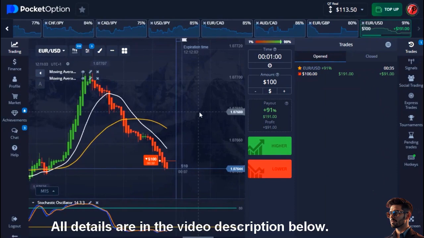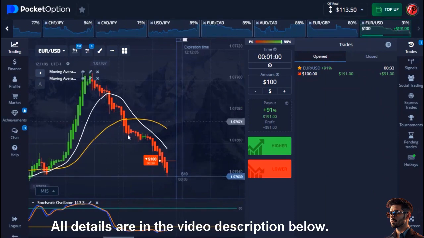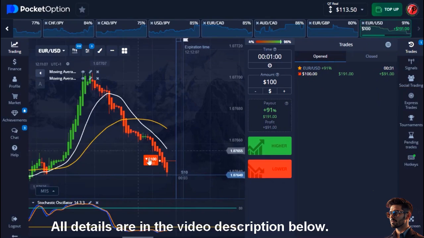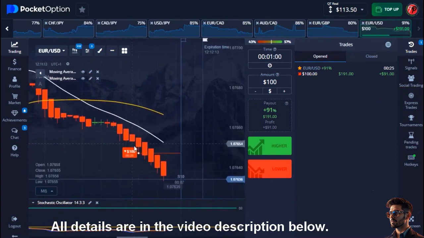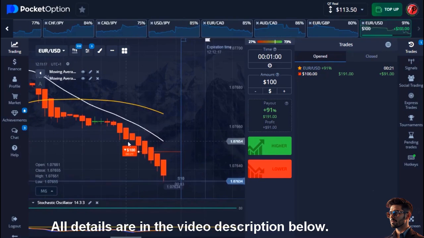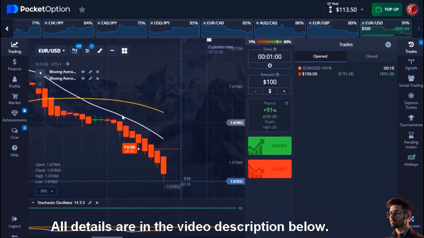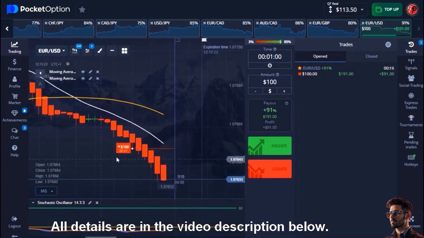So with this strategy, always make sure that the candlestick you are placing your trade on, check that the trend is very stable. The candlesticks are very stable, and you are only placing your trade on a very strong candlestick. Make sure that the candlestick you're placing your trade on is stronger than the last few candlesticks that have been generated. I hope you understand.